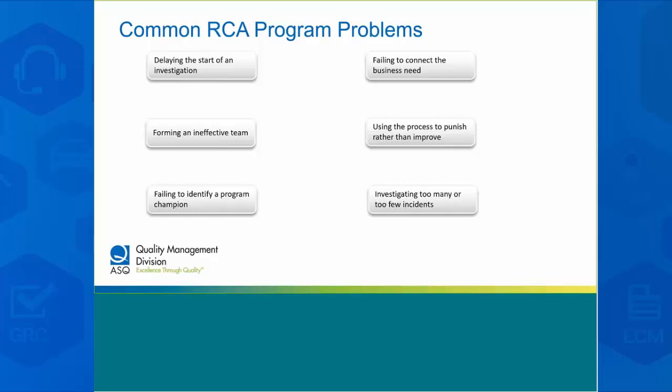So let me see here. Just check my quick little notes. Make sure I didn't skip anything here. Good. I got everything there.